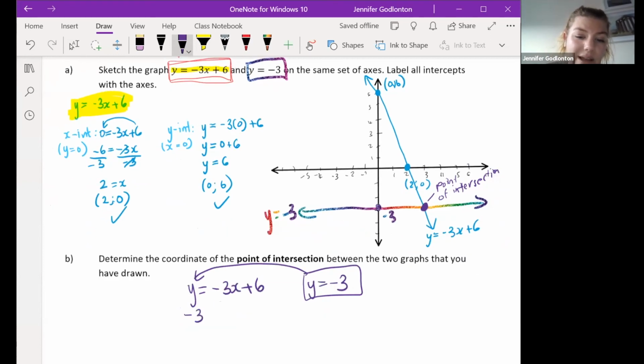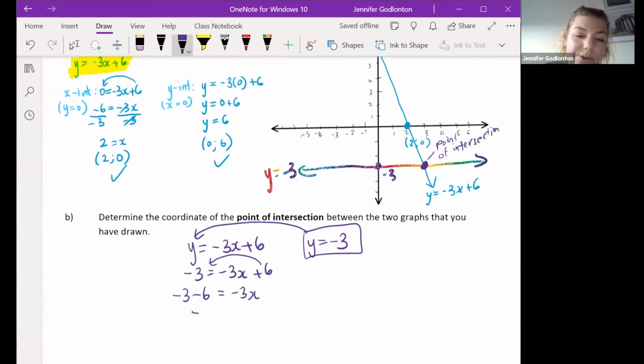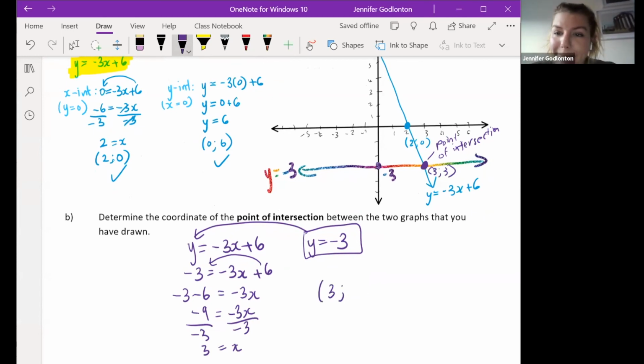So I can say, negative 3 is equal to negative 3x plus 6, because I'm trying to find the x value when y is negative 3. I'm going to move my 6 over. So I'm going to have negative 3 minus 6 equals negative 3x. So negative 9 is equal to negative 3x. Divide both by negative 3, and we'll see that x is 3. So I suppose my graph wasn't too bad. Okay, and so my point of intersection would be (3, -3). That's what a point of intersection is.